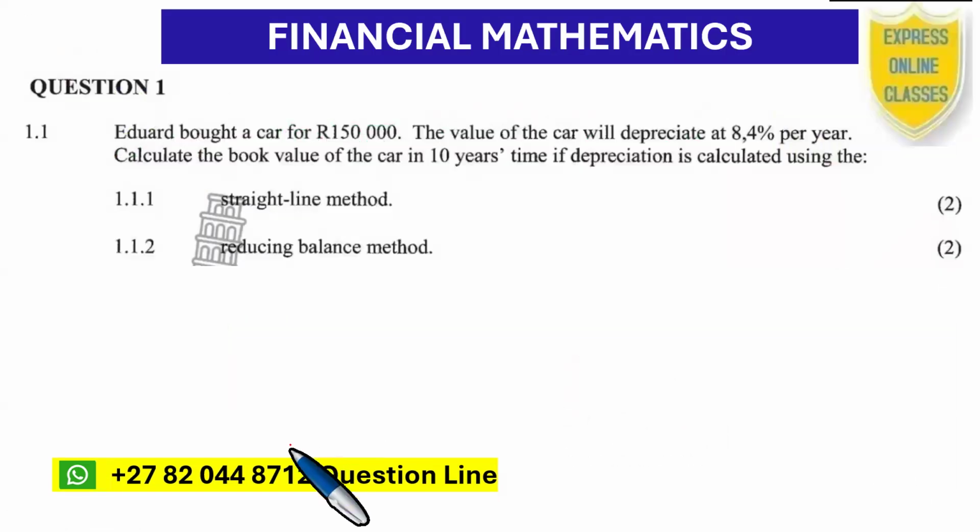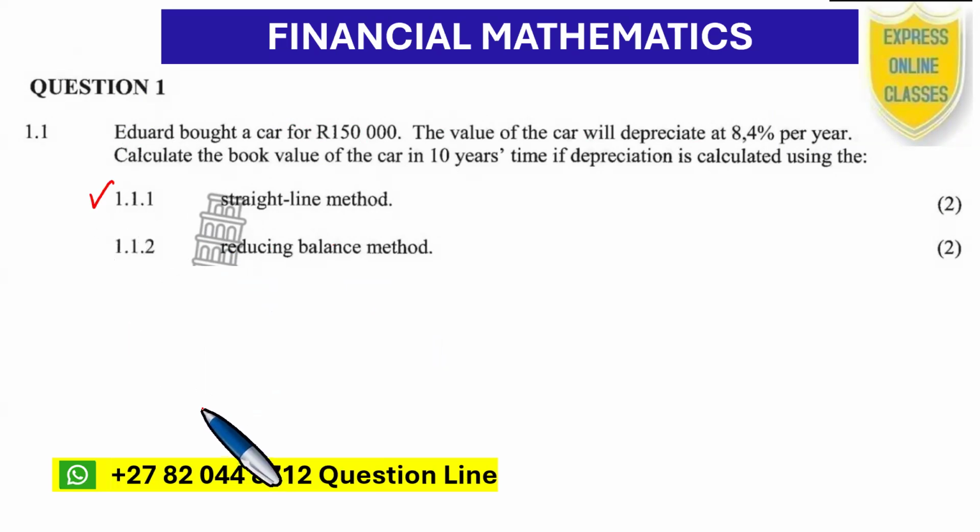These questions were done yesterday on financial mathematics, but your network was not good. I want us to recap on this before we move on to the other questions. Edward bought a car for 150,000 Rand. The value of the car will depreciate at 8.4% per year. Calculate the book value of the car in 10 years' time if depreciation is calculated using the straight line method.